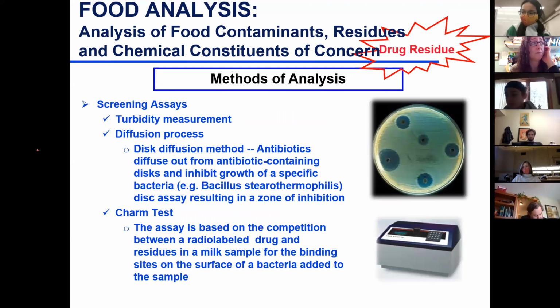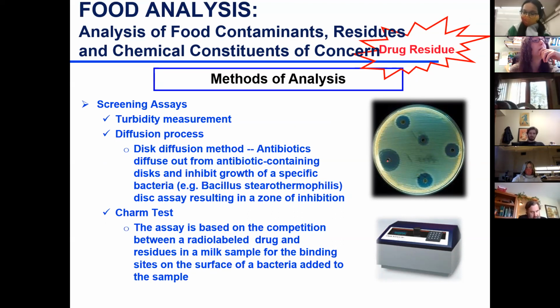So qualitative methods, screening methods, turbidity measurement. You would have your sample and you add a media and you add a certain microorganism and then you watch for growth of that microorganism. The more turbidity you get, that means you have more growth. Another method is the disc diffusion method.